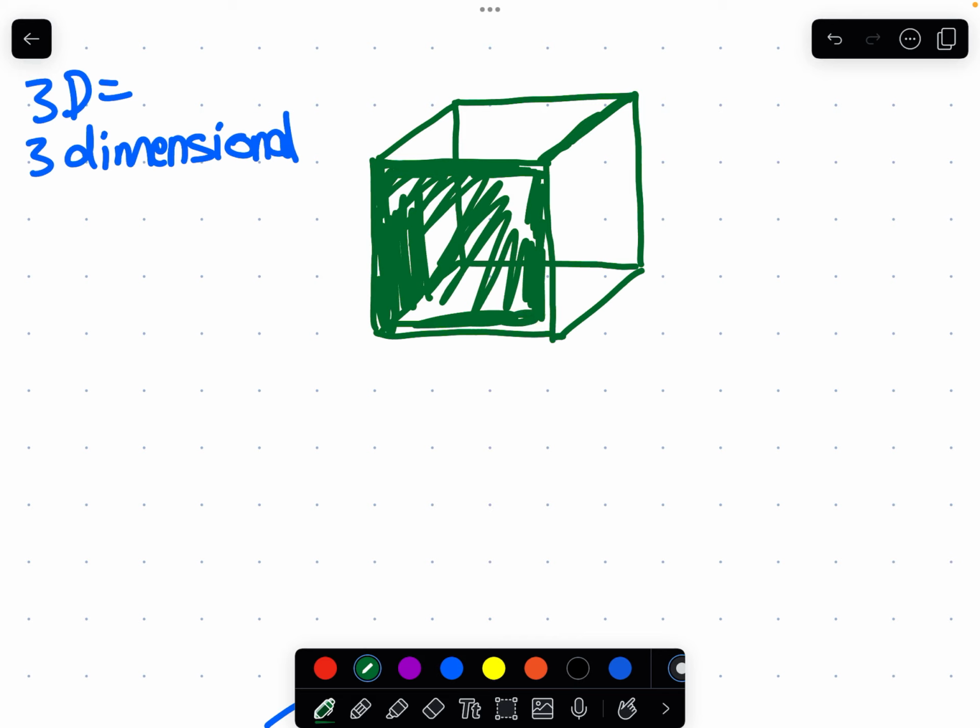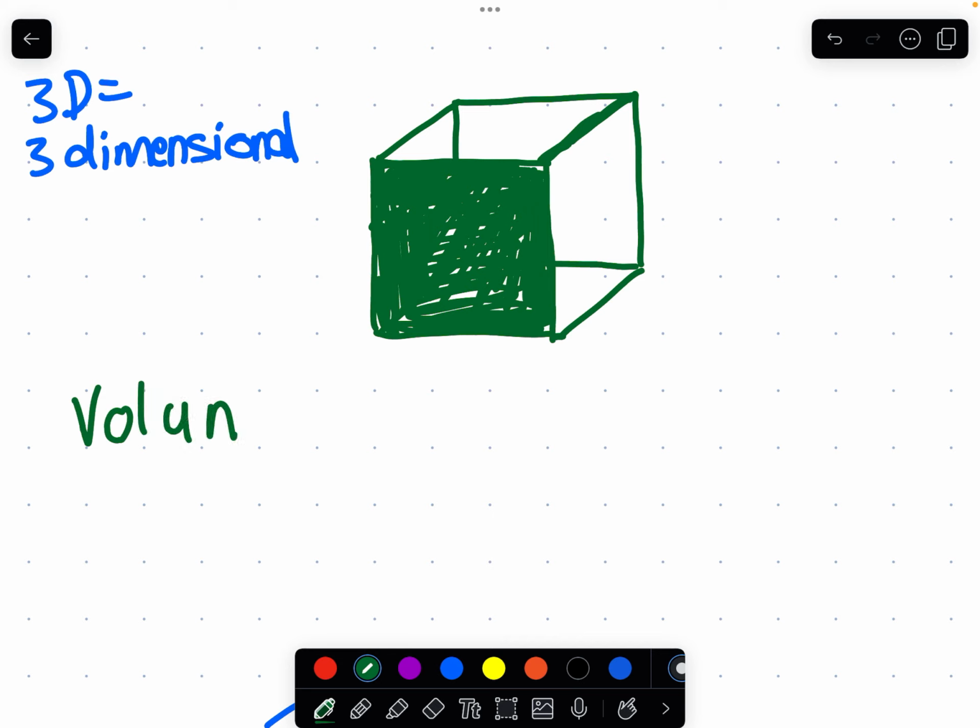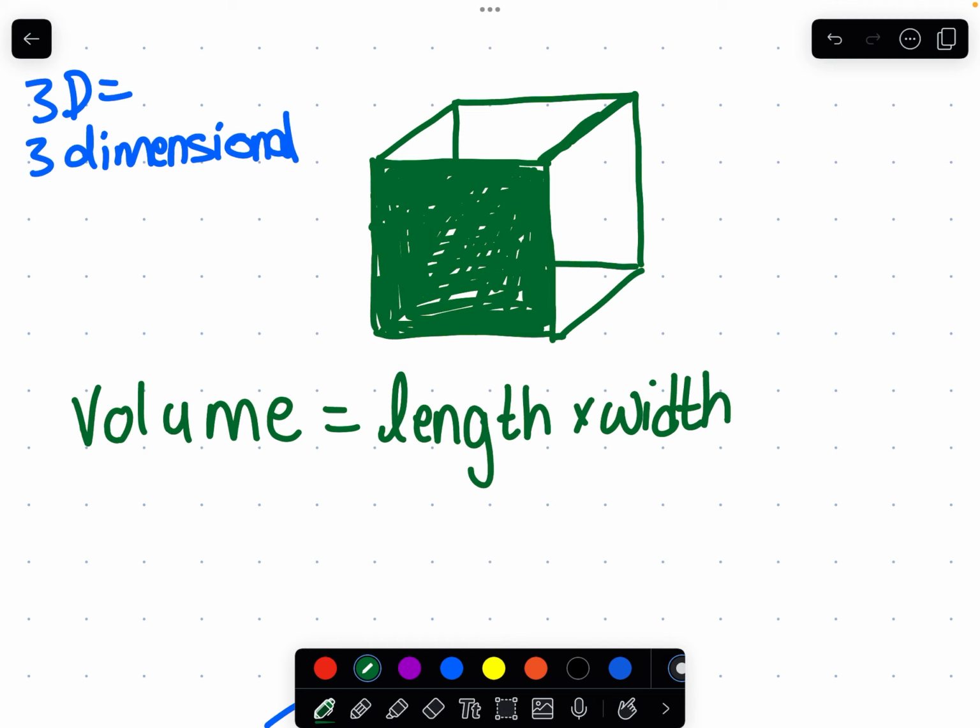And so we have a formula for measuring all that space inside. And in math, you know, we love these formulas. The formula for measuring volume is this. It's volume equals length times width times height.